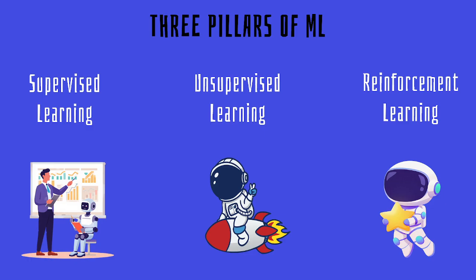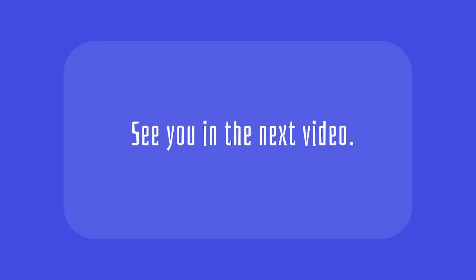So for this lecture, just remember the three main types of machine learning: supervised, unsupervised, and reinforcement learning.